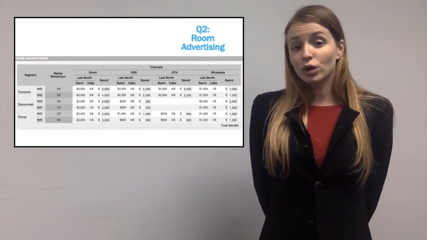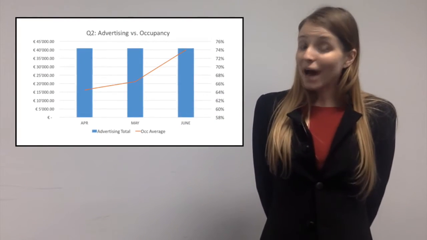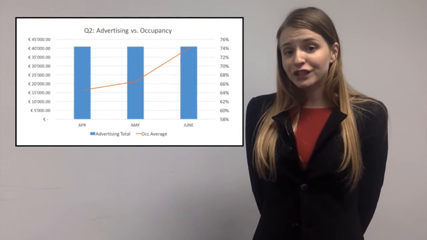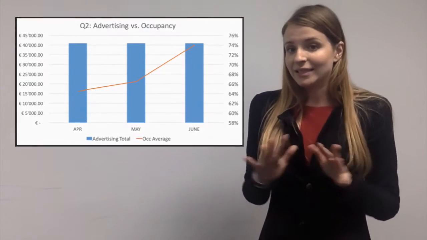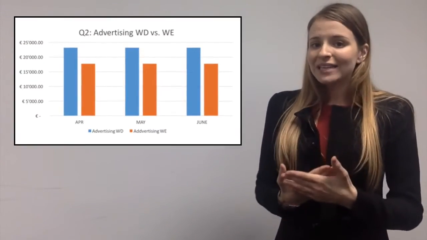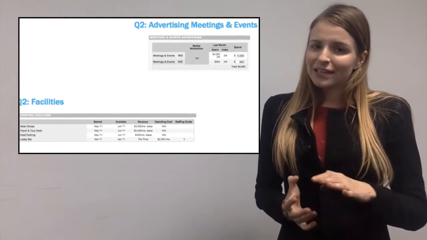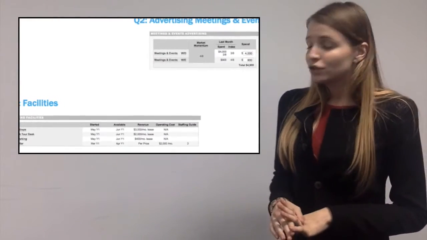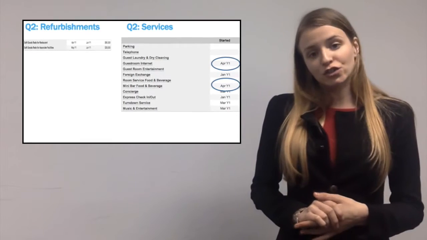All throughout the second quarter, we maintained a constant advertising investment, observing the occupancy going up as an effect of the investment in the first and second quarter. The increasing occupancy is also due to the fact that a high season is approaching. As mentioned, we kept investing more in weekdays than in weekends. Meetings and events advertising was kept constant at $4,000 for weekdays and $900 for weekends, while investing in a retail shop, valet parking, and a travel and tour agency for our weekend leisure travelers.